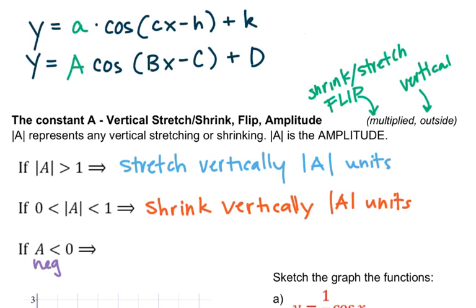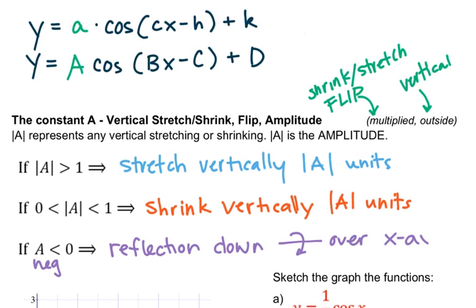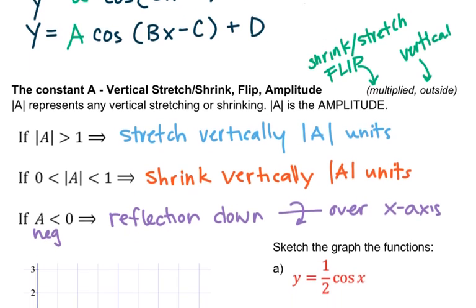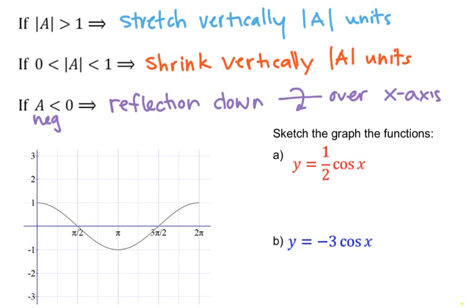Before these two previous bullet points, we were only considering the absolute value, right? So we're looking at how large a is. It doesn't matter whether or not it's positive or negative. But if a is negative, that is going to cause a reflection down over the x-axis. All right, so the a value tells us if it's stretching or shrinking vertically, as well as whether or not it is reflecting across an axis.